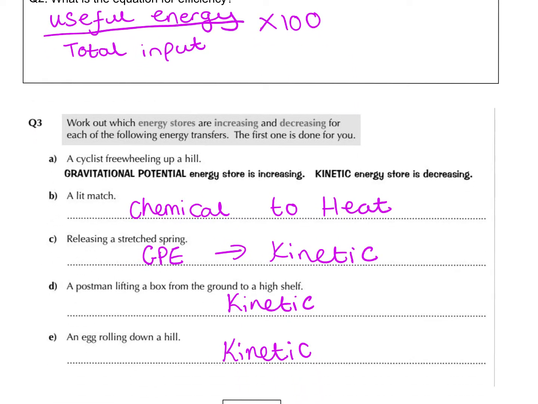I changed this one from what I would have expected you to do. A lit match would store energy as chemical and convert it to heat. A stretched spring would store it as elastic and then it would become kinetic. A postman lifting a box would be a store of GPE, and it would convert to kinetic. And an egg rolling down a hill would be GPE at the top when you're holding it, and then kinetic as it drops.